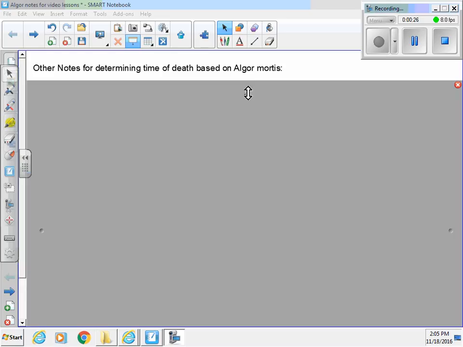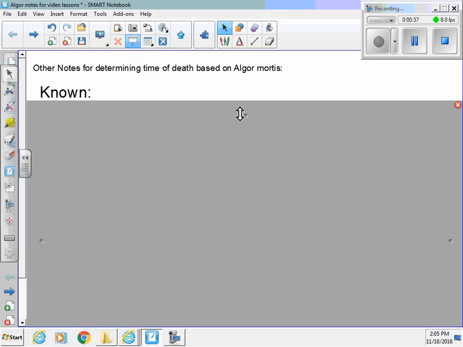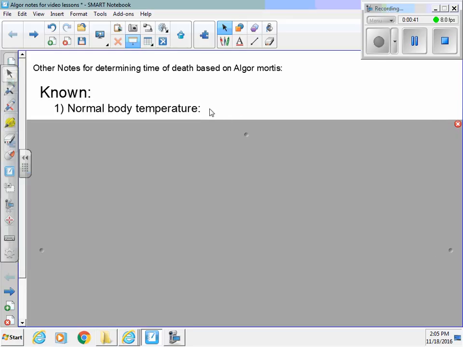And there's a step-by-step process to do this. You're going to need a calculator, and if you follow each step, you'll be fine in determining this. So the first thing we need to do is come up with all of our knowns. We know normal body temperature. If you remember it, hopefully, you should be telling yourself right now that it is 98.6 degrees Fahrenheit.